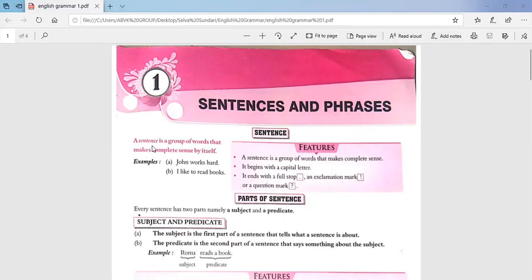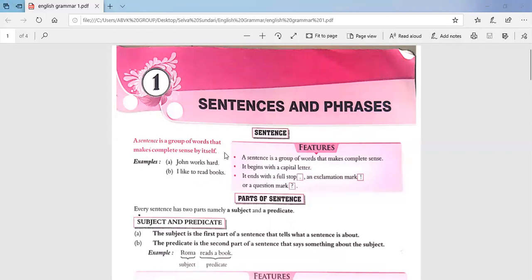Sentence. A sentence is a group of words that makes complete sense by itself. Example, John works hard. 1, 2, 3. 3 words are here, a group of words. Now this gives complete sense. Suppose hard, John works. If we jumble the words like this, we won't be getting meaning of the sentence. The same thing, I like to read books. This gives complete sense. So this is a sentence.